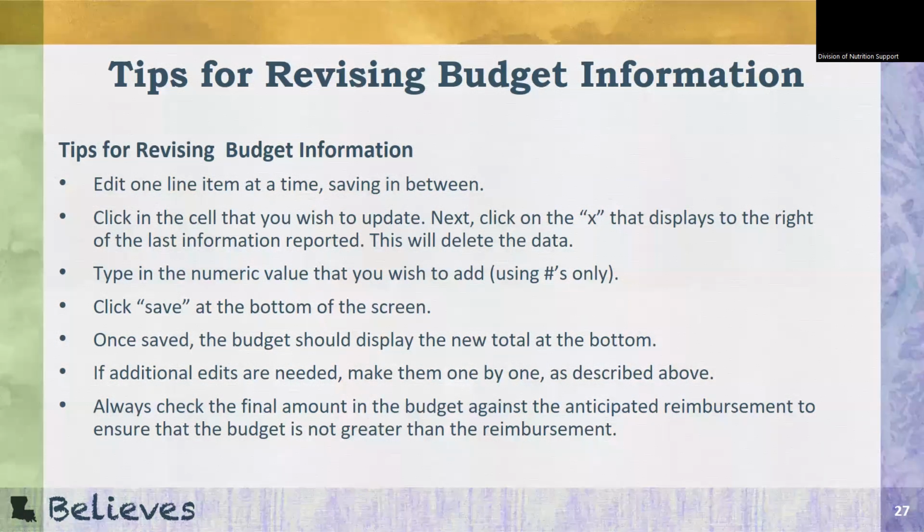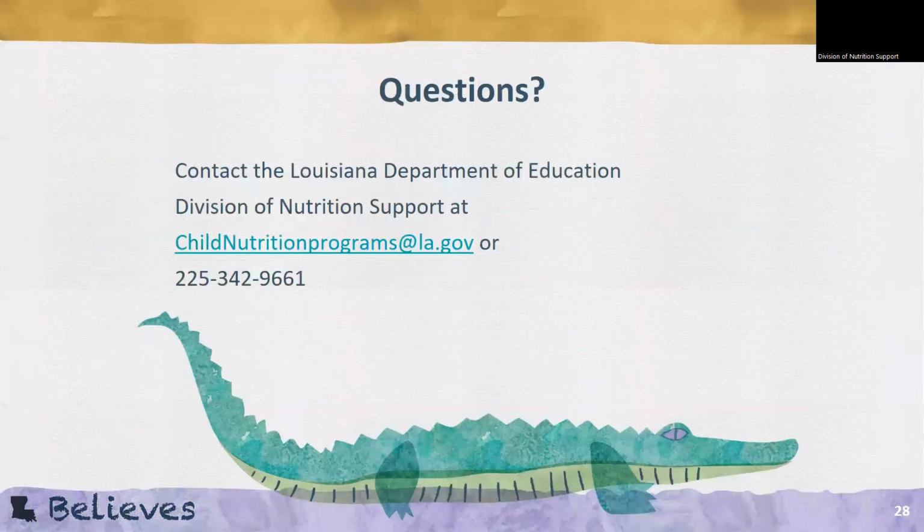Always check the final amount in the budget against the anticipated reimbursement to ensure that the budget is not greater than the reimbursement. And one thing you need to remember: once you submit an application, you cannot touch it. It's in a submit mode. We here at the state agency have rights where we can go in and make edits for you. You're more than welcome to call us or send us an email telling us all the different changes that you want, and we'll make those edits for you.